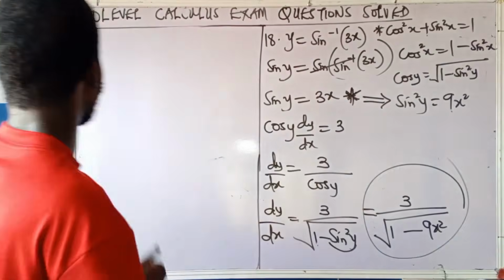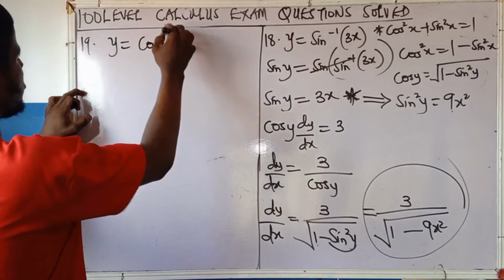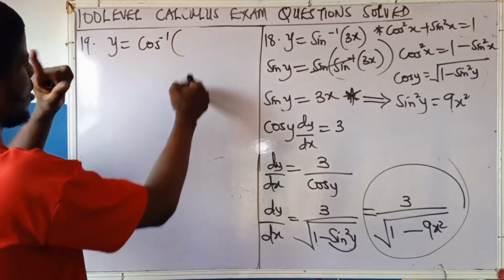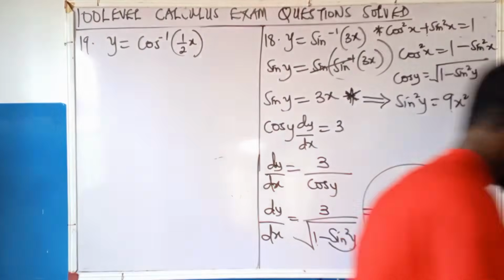I want to do another question, question 19. This time is for the cos inverse of the question I have there, 1 over 2x. All right, let me confirm that.